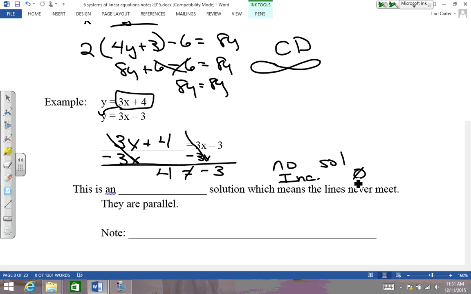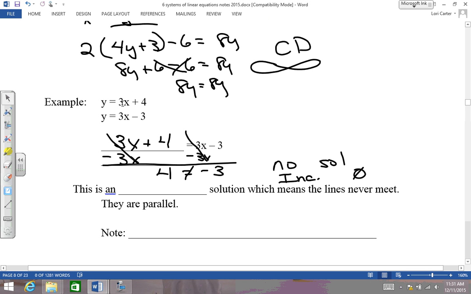I have a question for you. Let's look at these lines up here. They're in a nice y equals mx plus b form, right? What's the slope? 3 on both of them, right? Y-intercepts 4 and negative 4. If you looked at that, what kind of lines are those? Parallel. Do I have to do any work? No. No solution. Why can't we just do it that way?